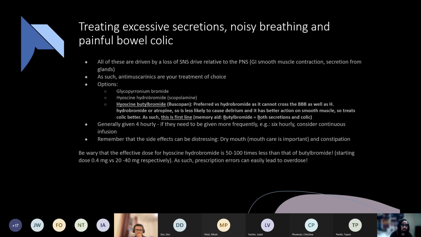Right, excessive secretions, noisy breathing, and painful bowel colic. Excessive secretions and colic are all going to be products of which part of the nervous system being given free rein.